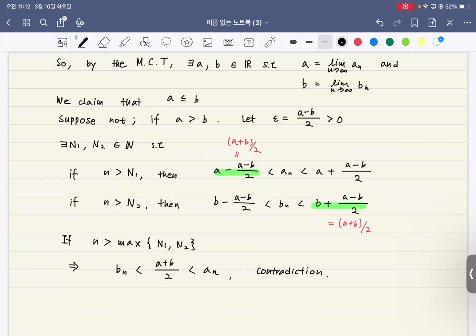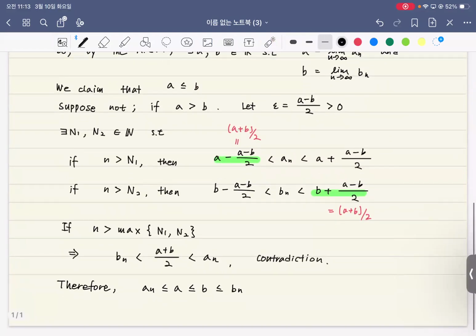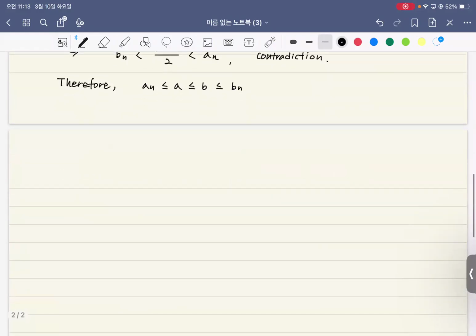So an must be less than or equal to a, because an is an increasing sequence. Therefore, its limit must be the upper bound of the sequence. And we also know that this is less than b because of this claim, and also this is less than bn. So we have these inequalities. Okay, so we are done. Almost done.